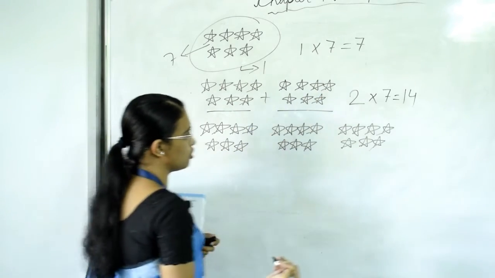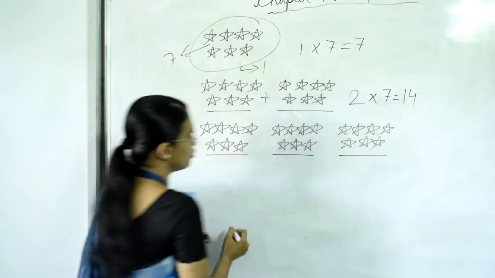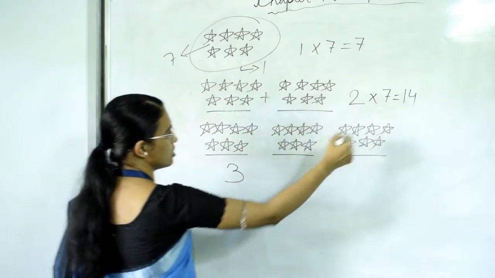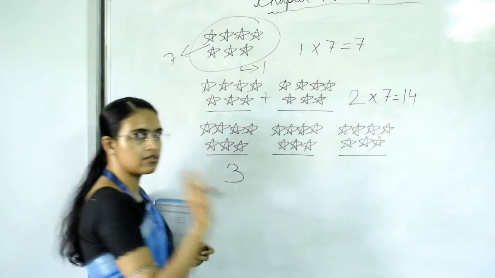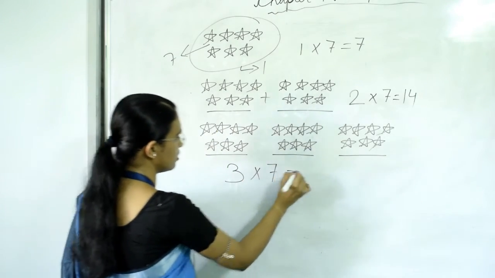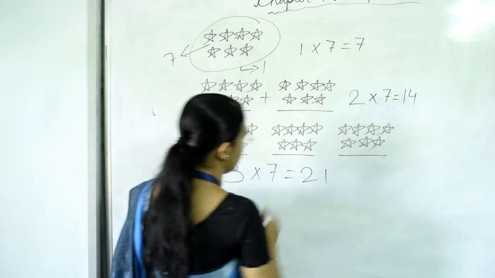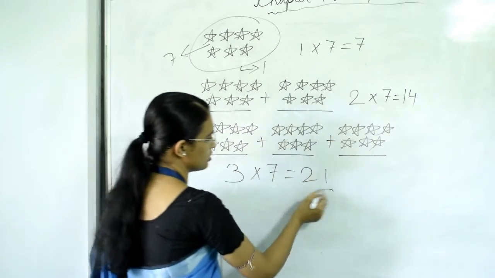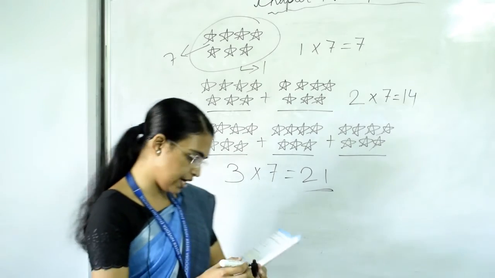Now the next question, here we have how many groups of stars? 3. So we have written 3, and each group has how many stars? As we are doing the table of 7, that's why in each group we have 7 stars. So put the multiplication sign, then write 7. So 3 7s are 21. So when you add all these stars, you will get the same answer. Okay, so in this way you have to do the rest of the sums.